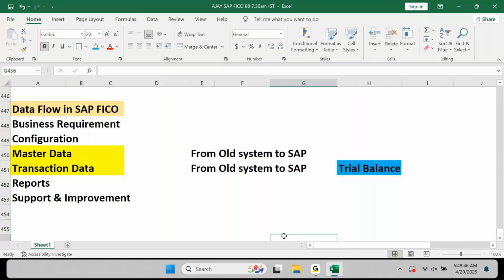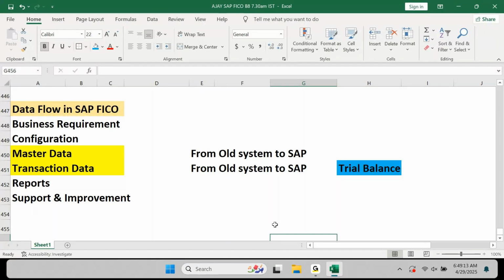You will receive trial balance. If there is no trial balance, there is no implementation project. Is my statement correct? Yes, sir. If there is no trial balance, your implementation project, your rollout project is completely ruled out. Not possible. Why not possible?